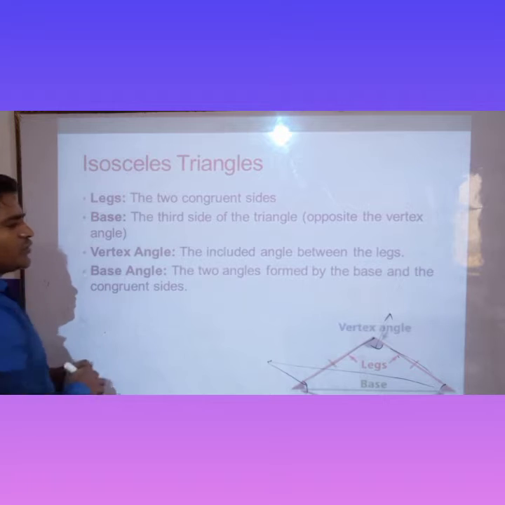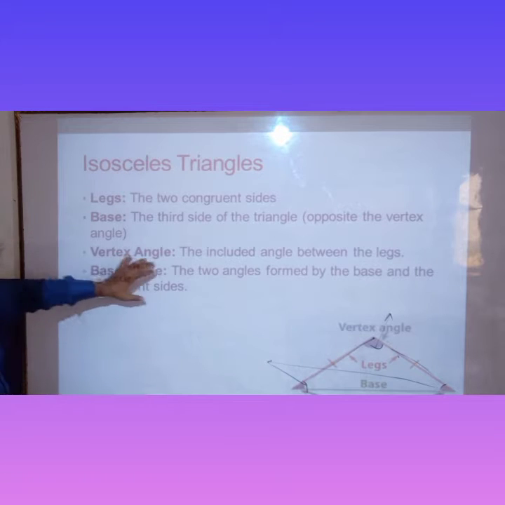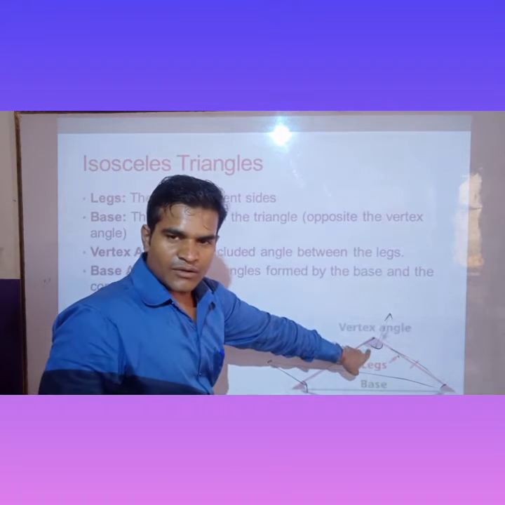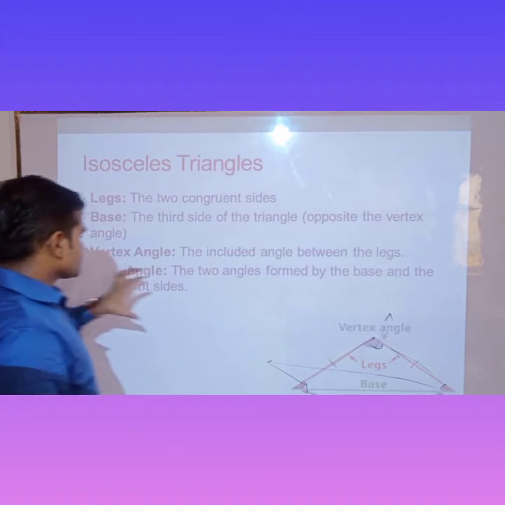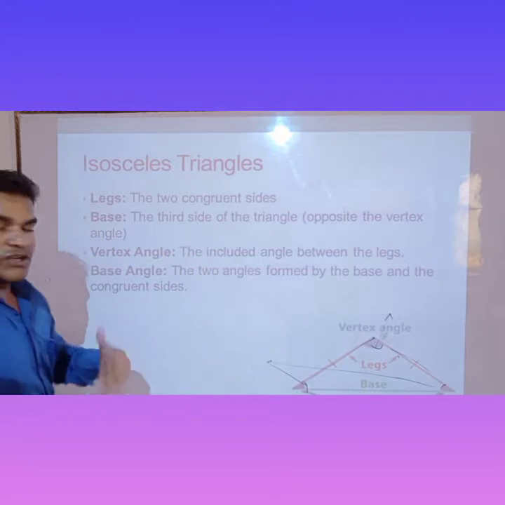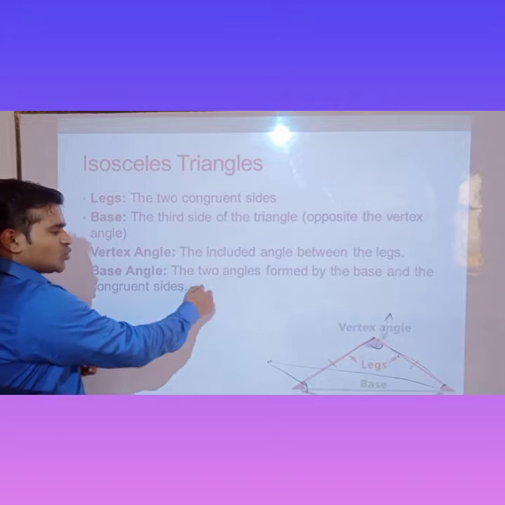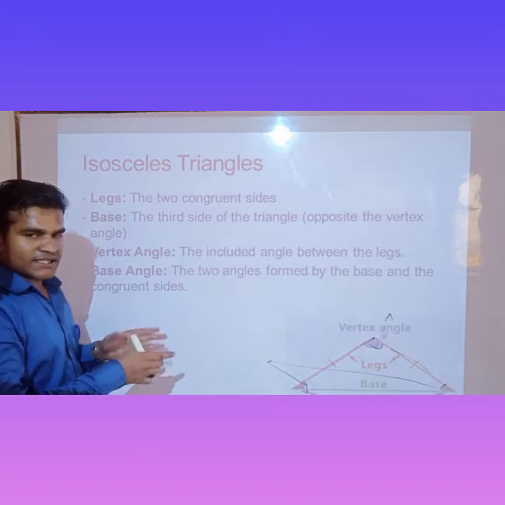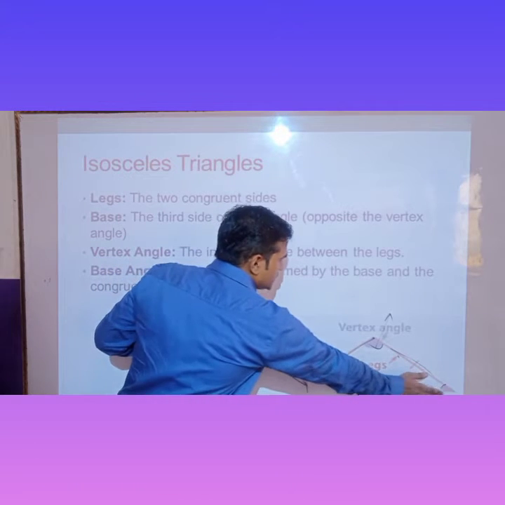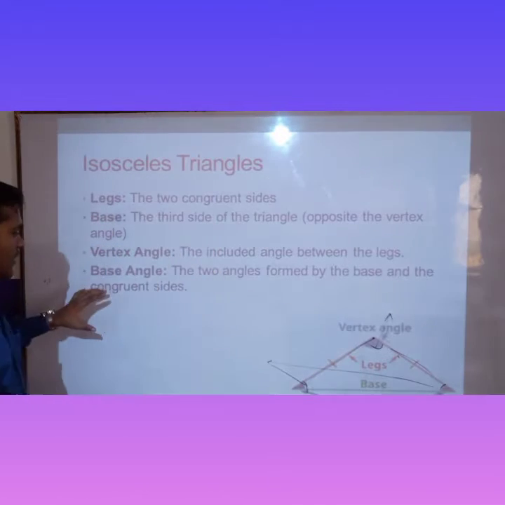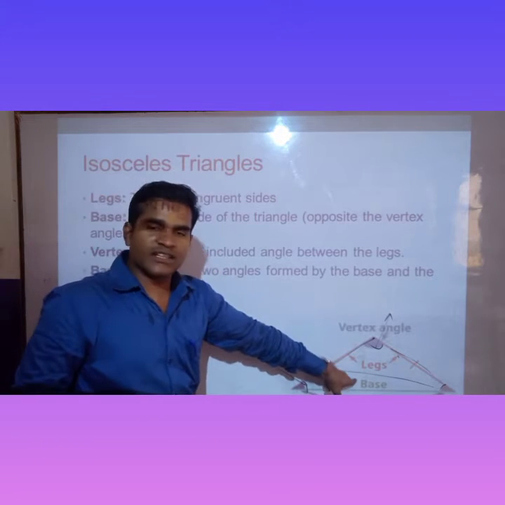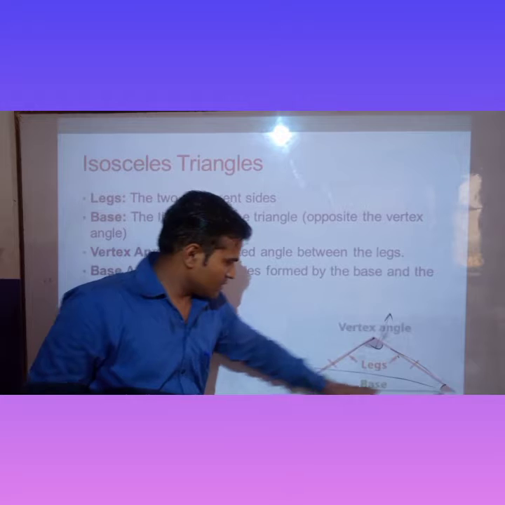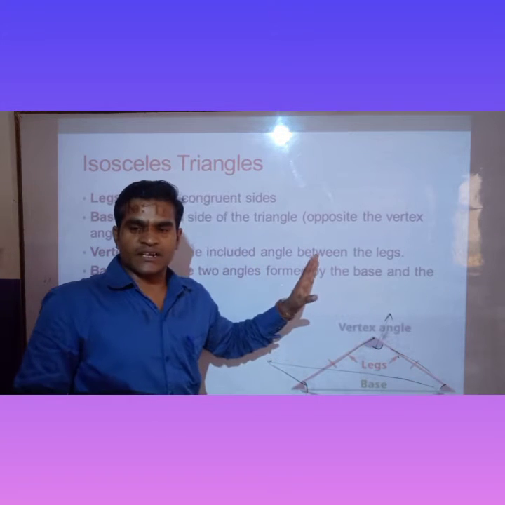So children, the included angle between the legs is called the vertex angle. And next is the base angle. What do we mean by the base angle? The two angles formed by the base and the congruent sides are called the base angles. This one is the base angle, and this is the vertex angle.